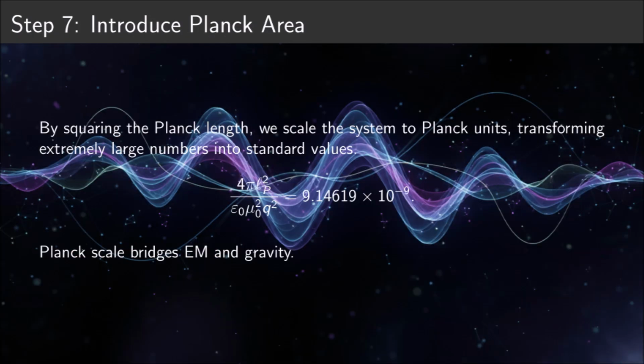Step 7. Introduce Planck area. By squaring the Planck length, we scale the system to Planck units, transforming extremely large numbers into standard values. 4 pi times L sub p squared divided by epsilon naught times mu naught squared times q squared equals approximately 9.14619 times 10 to the minus 9. Planck scale bridges electromagnetism and gravity.